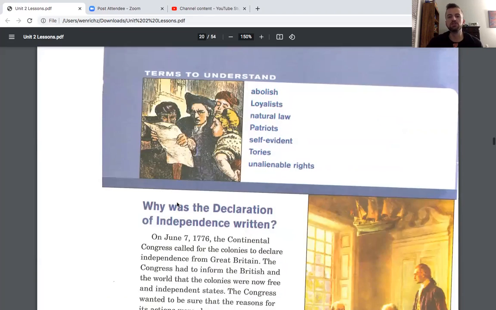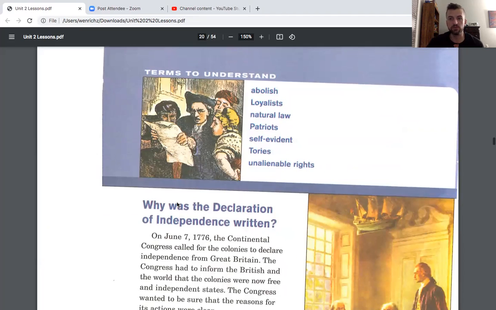The terms to understand include the word abolish, and this is a word that will pop up in US history a few times: abolishing slavery, abolishing the poll tax, things of that nature. Loyalists, natural law, patriots, self-evident, Tories, unalienable rights.